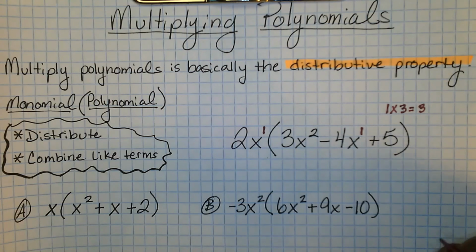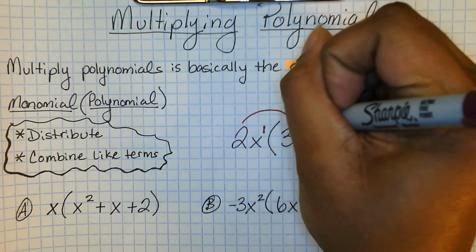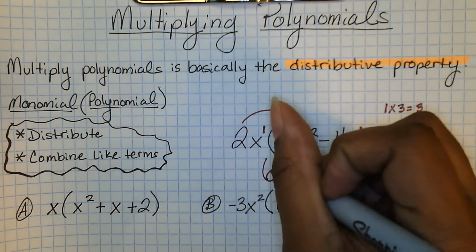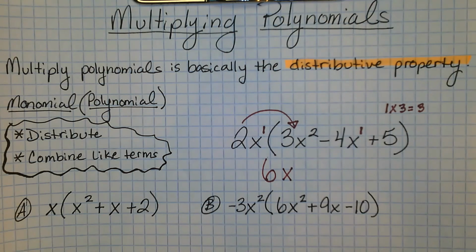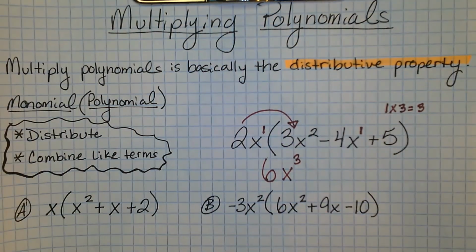When we multiply, we're going to multiply the coefficients. So 2 times 3 gives us 6. We keep the x, and then we add their exponents. So 1 plus 2 makes 3. All right, so that's one term.